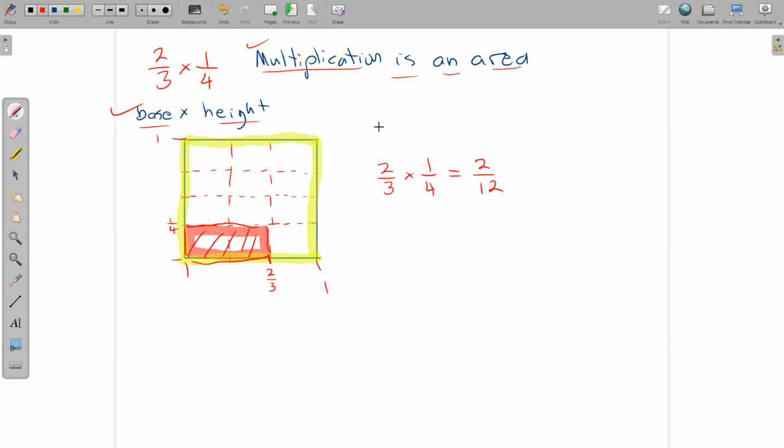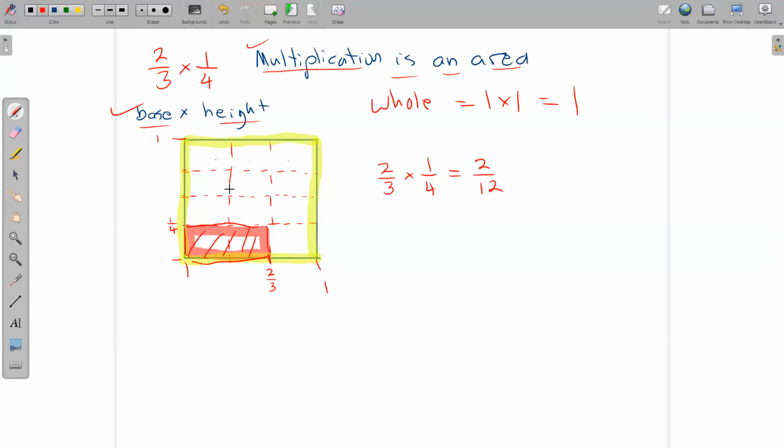Now, a whole is 1 by 1 because 1 times 1 is 1. So the whole is this big yellow thing. And so to figure out what part of the whole my little red space is here, I had to mark off the other fourths. So you see I drew dotted lines for all of the fourths. I also drew dotted lines for all of the thirds.